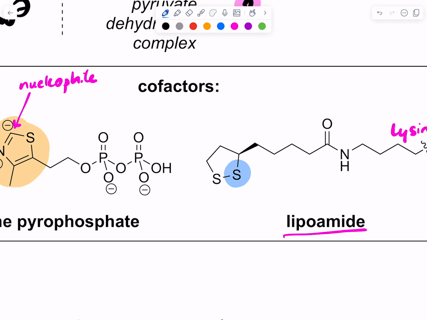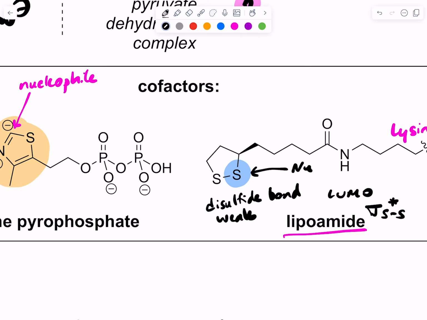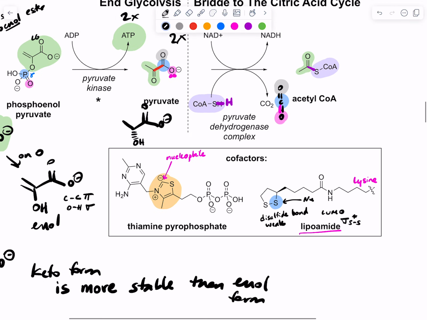Sulfur bonds are relatively weak. This is called a disulfide bond. Those show up in proteins, and we'll have more to say about them later. But disulfide bonds are relatively weak. And so that means that the LUMO of lipoic acid is the weak sulfur sigma star. And so a nucleophile can attack at that sulfur, and that's going to be important later on.